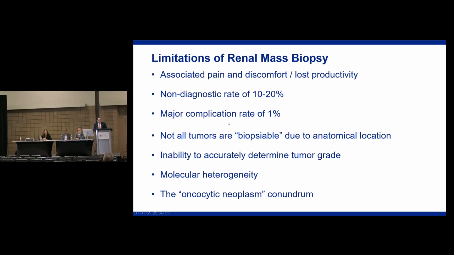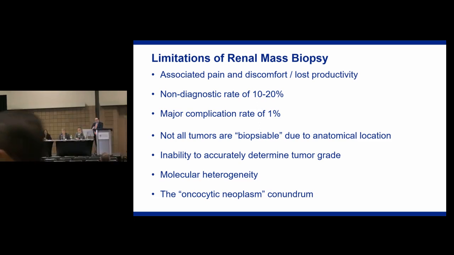And what we know is that the non-diagnostic rate of renal mass biopsy is somewhere in the range of 10 to 20%. And so roughly 1 in 5 patients who undergo this procedure, we will not be able to yield the information which we seek. In addition to that, there's a major complication rate of approximately 1%. Simply not all tumors are biopsyable due to their anatomic location.